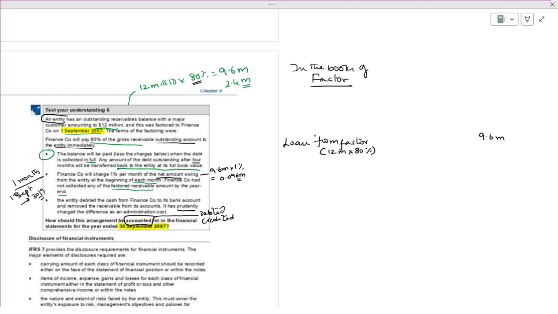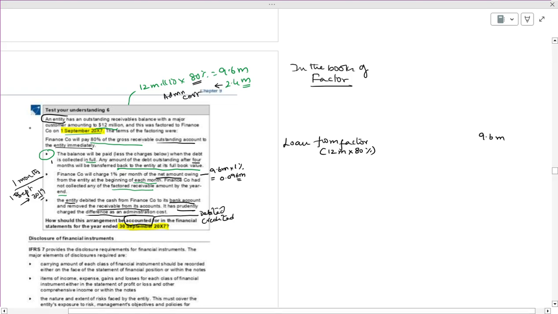What does it say? The entity debited the cash from the finance company to its bank account and removed the receivables from its account. It has prudently charged the difference as an administration cost. What is the difference? The difference is 2.4 million. 2.4 million is the administration cost.